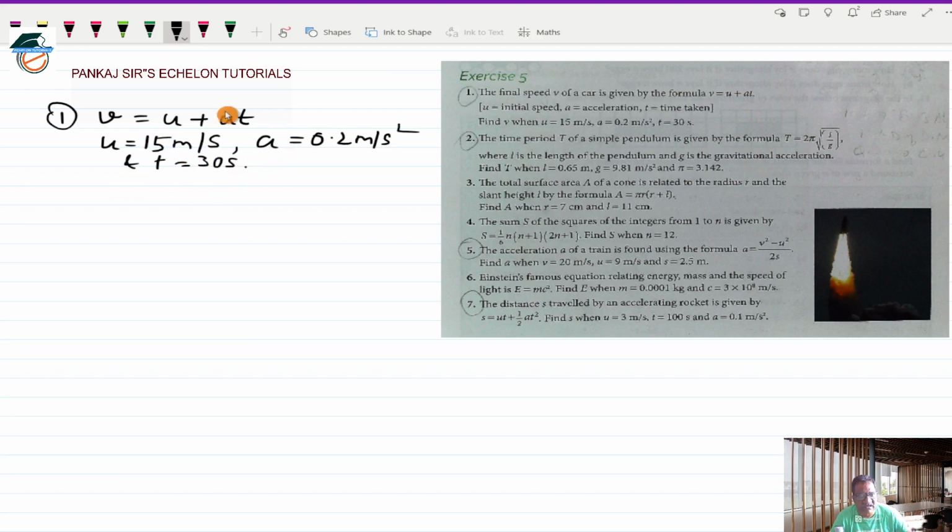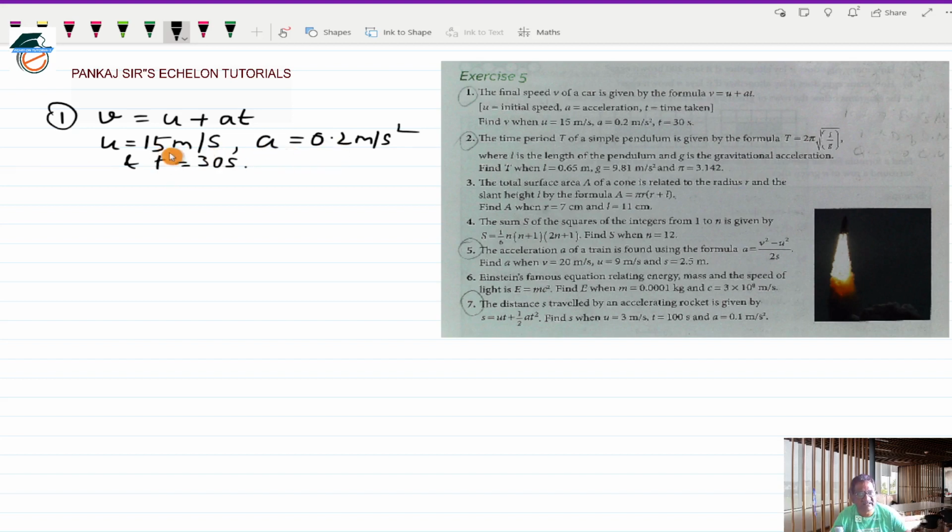You have to just plug in the values of u, a, and t in this formula to get the value of v. Now in this type of question, one thing let me tell you, you have to be very alert about the units. You should not mess up with the units. All the variables that you see here should belong to the same system, either the SI system or the CGS system.